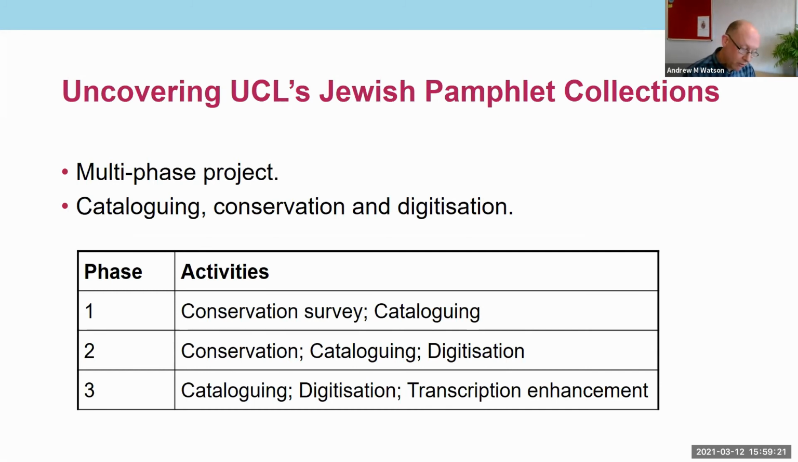The table shows a summary of the activities that took place in all of the 3 phases. So we set out to catalogue and conserve the pamphlets. But by phase 2, the focus shifted to digitization, and then this led to the transcription element in phase 3.